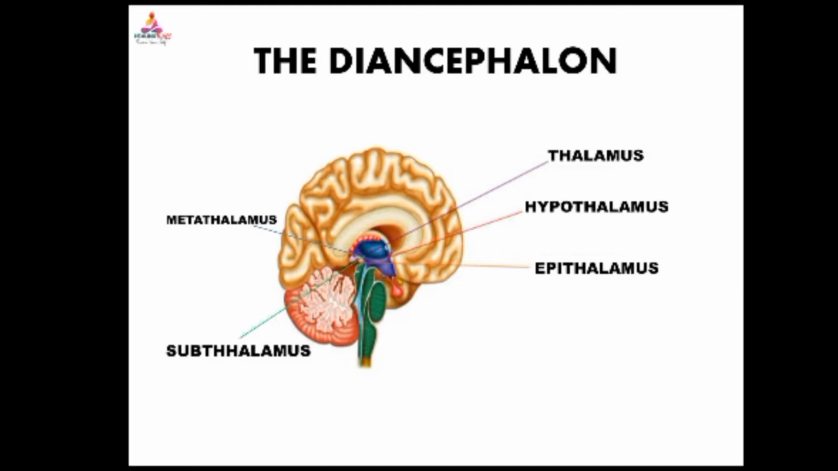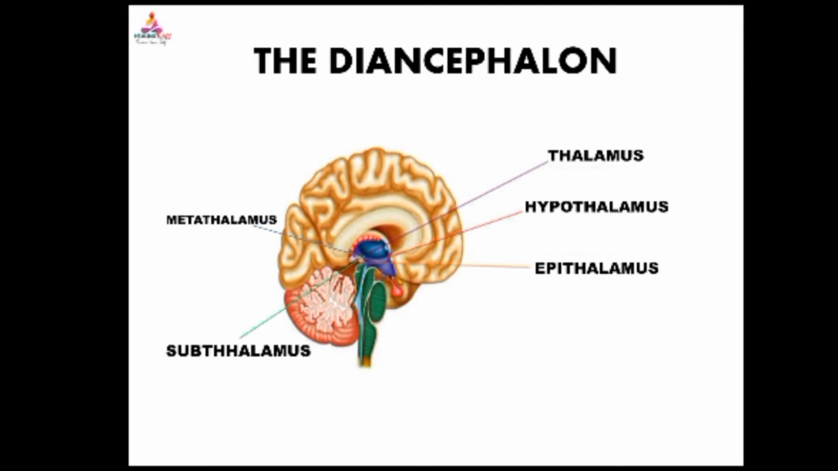Next part is the metathalamus. The metathalamus consists of two rounded medial and lateral geniculate bodies which protrude from the posterior inferior surface of the thalamus. The medial and lateral geniculate bodies form the relay station for the special senses of hearing and vision, respectively.